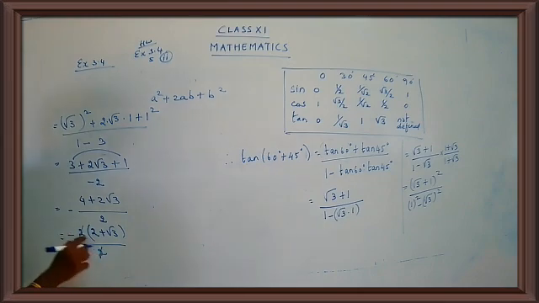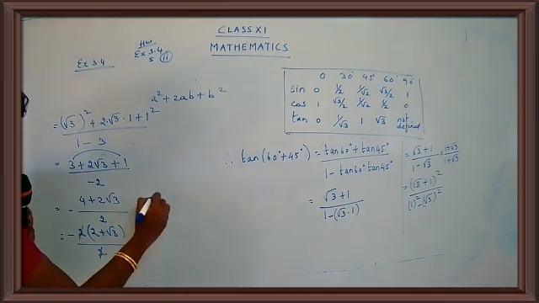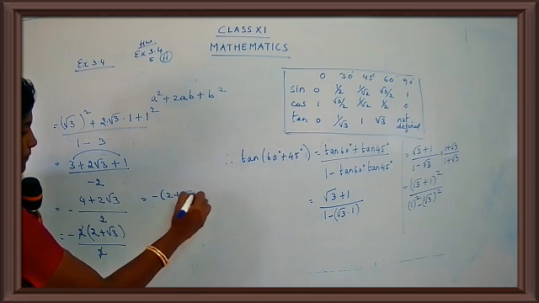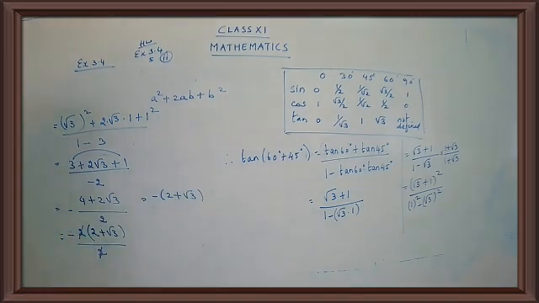So 2 gets cancelled. At the last, what is left? Minus of 2 plus root 3. No need of opening the bracket. You can just keep the minus sign as common. So what do you get the answer as? You get the answer as minus of 2 plus root 3.